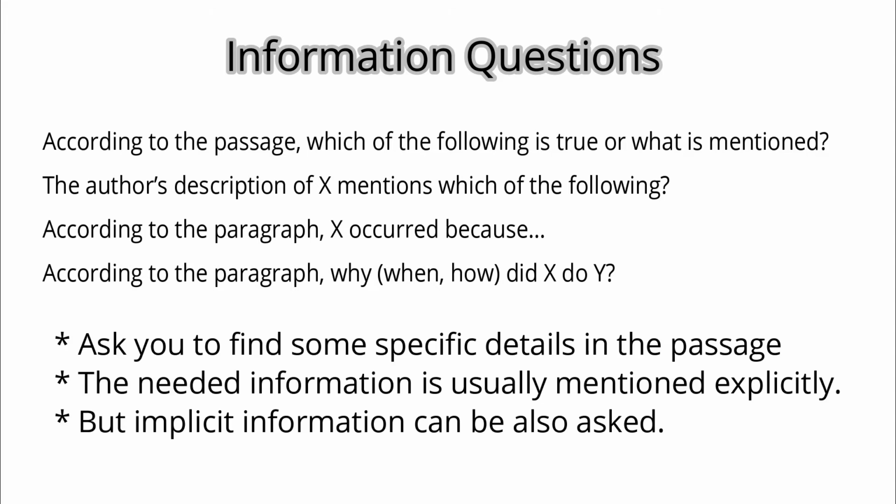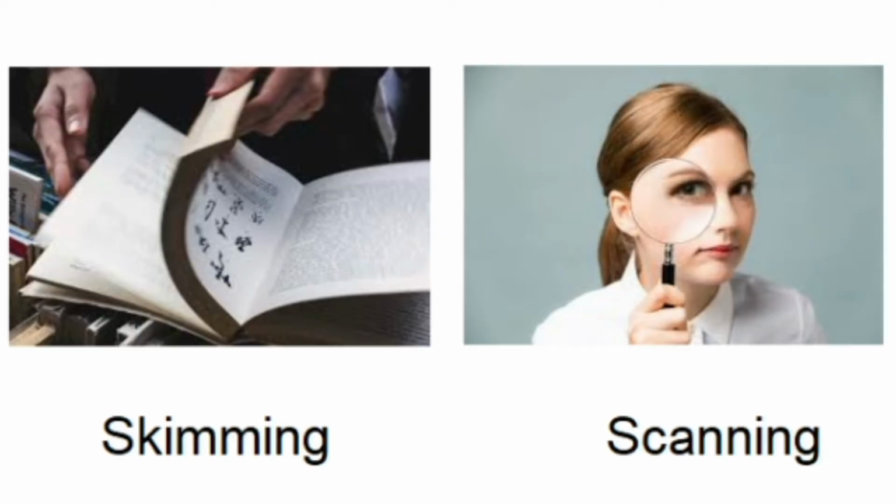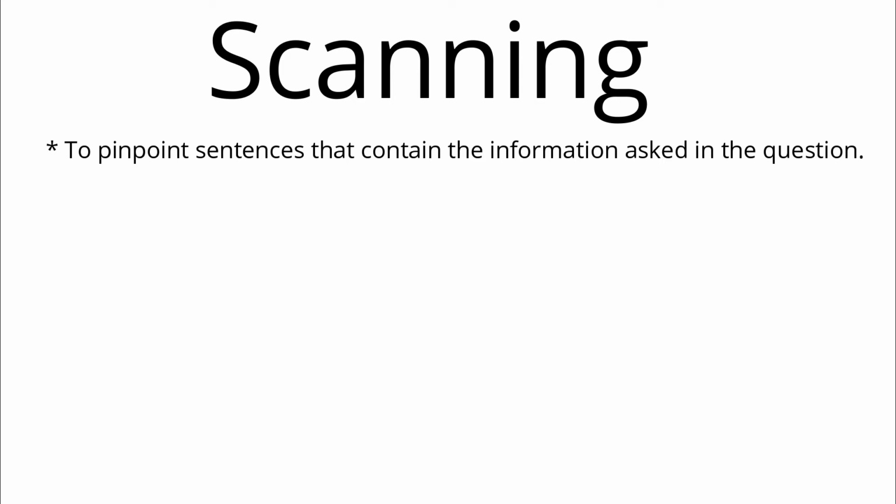This type asks you to find some specific information in the passage which is mentioned explicitly or implicitly in the passage. In this chapter, we learn how to answer information questions. To answer information questions, you need to be able to scan the passage. Scanning means reading the passage to pinpoint sentences that contain the information asked in the question.